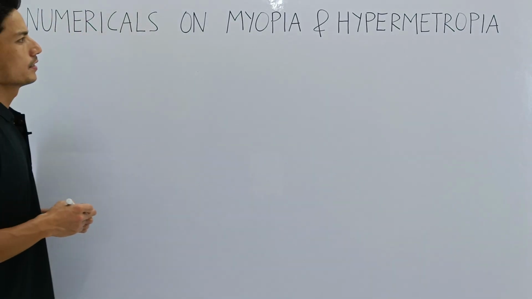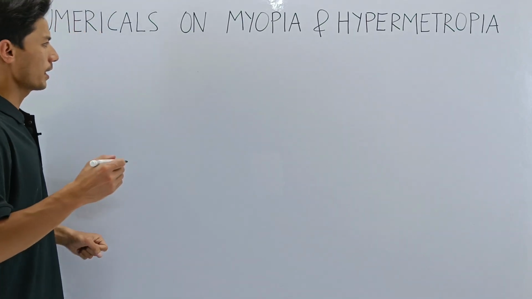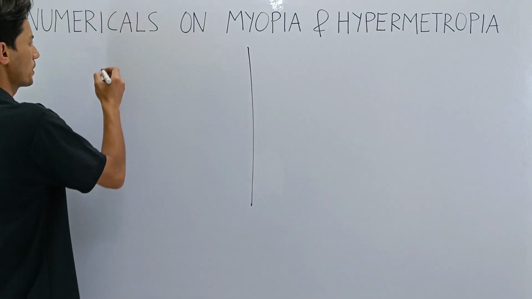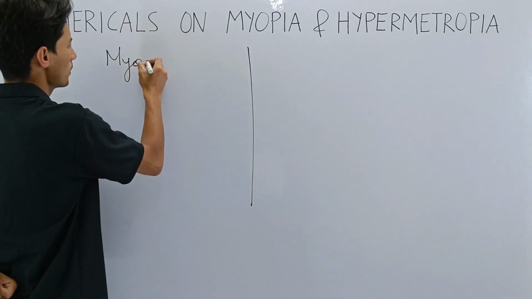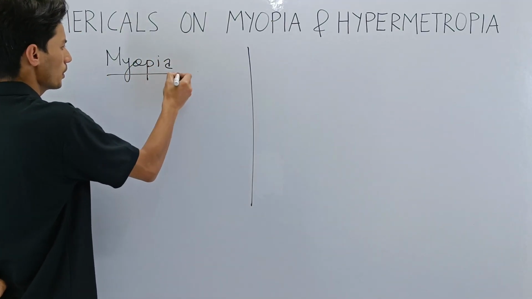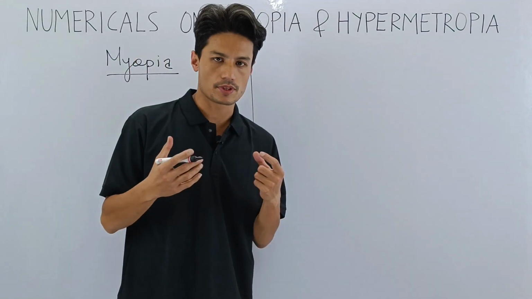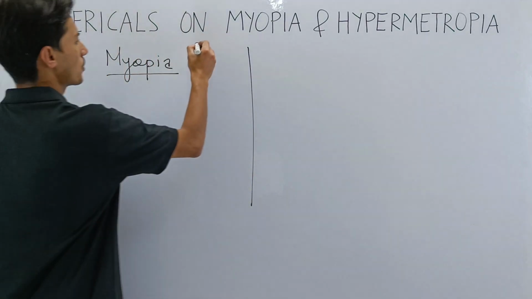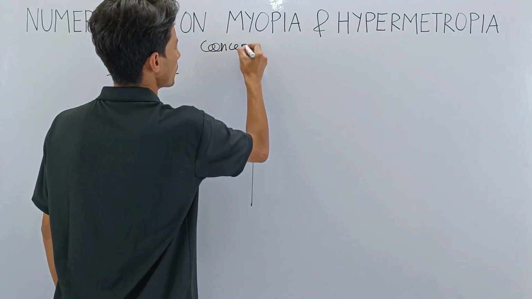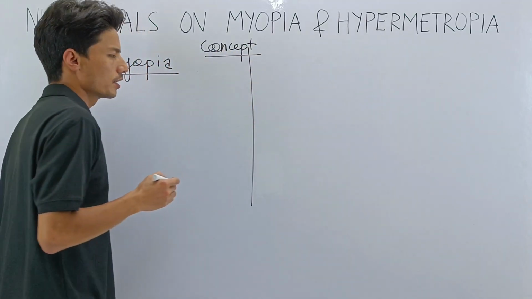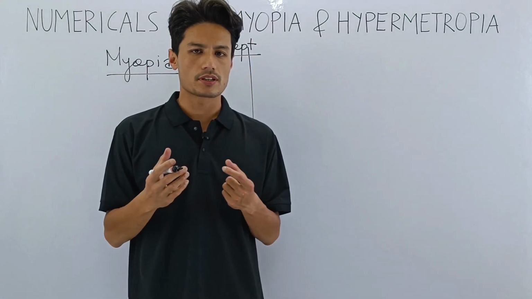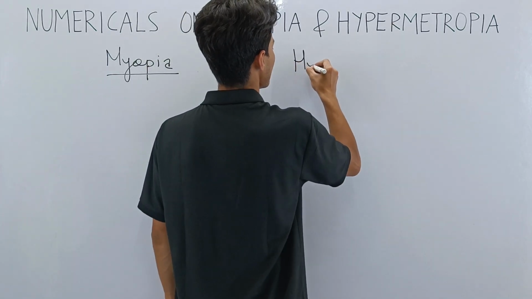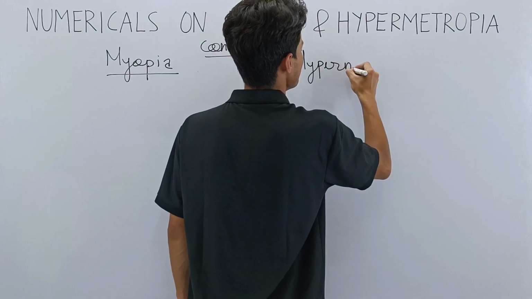Now it's easy. The first thing you have to do is differentiate myopia and hypermetropia separately. So let me write here myopia. First of all, I'll teach you the concept. Once we are done with the concept, solving the numerical is going to be super easy. So myopia and then hypermetropia.